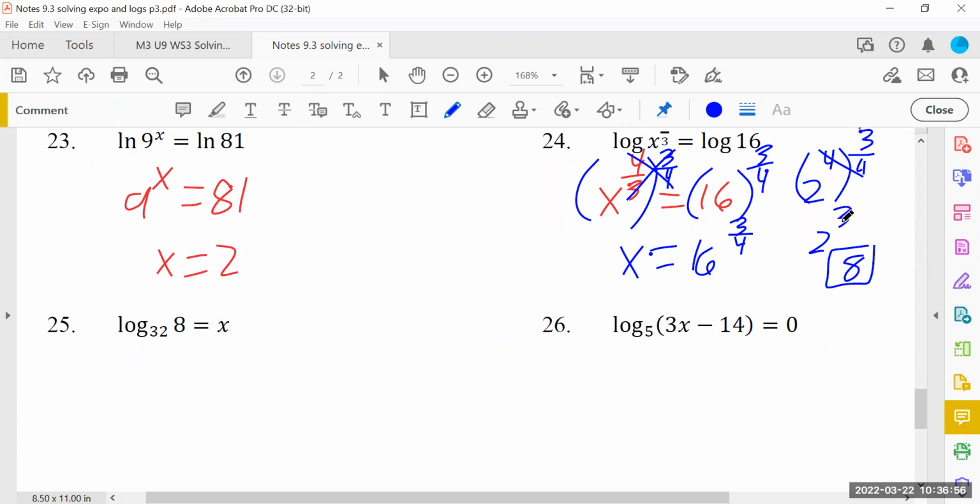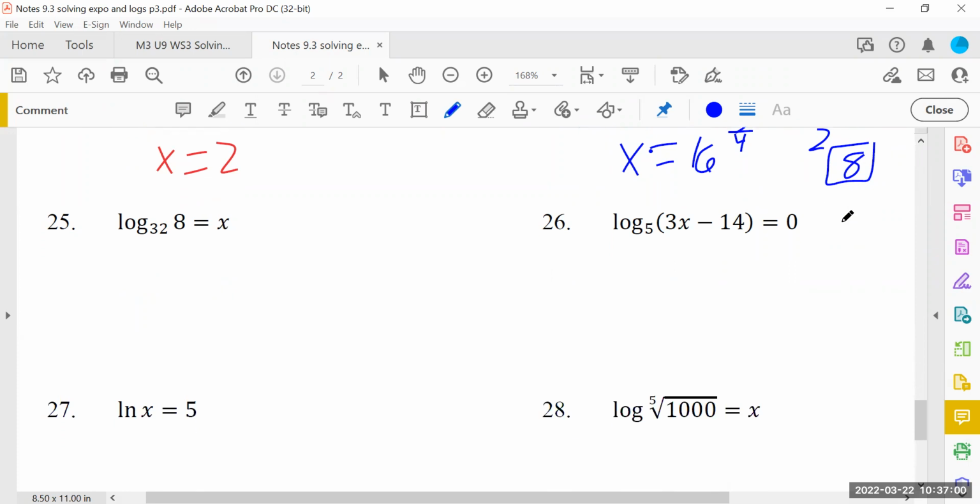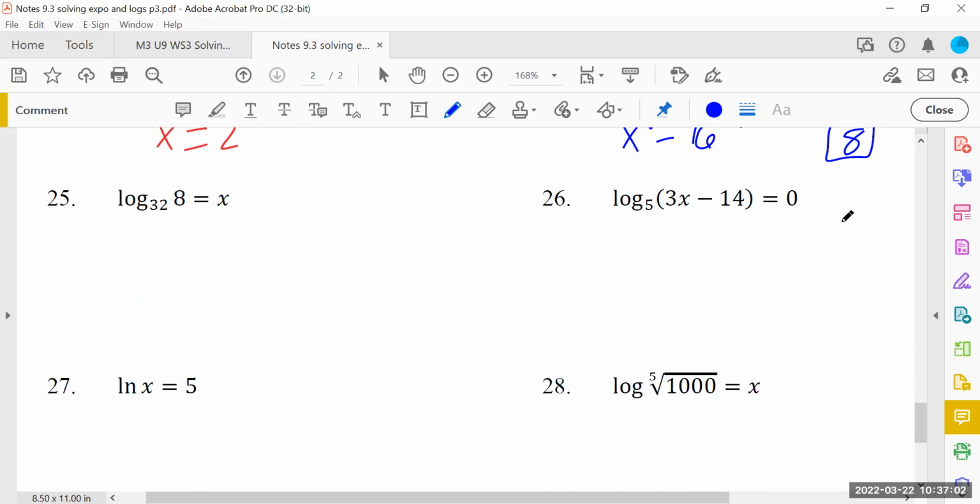Okay, so they keep throwing different kinds of problems at you. So here's the last type that you're going to see. What if there's only one log? Well, there's a couple options. One is to switch it to exponential form, like what I showed you just a minute ago. This 32 comes down, 32. Whatever I'm equal to becomes my exponent, 32 to the x power. Whatever's inside the log becomes what I'm equal to. 32 to the x power equals 8.